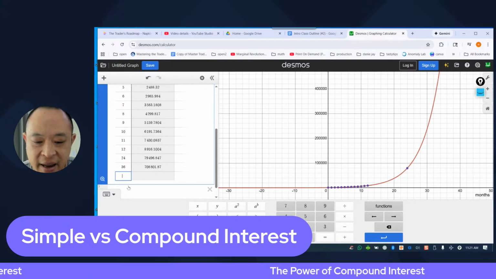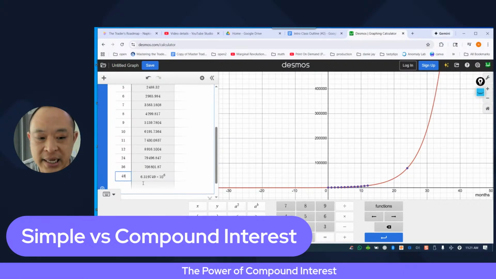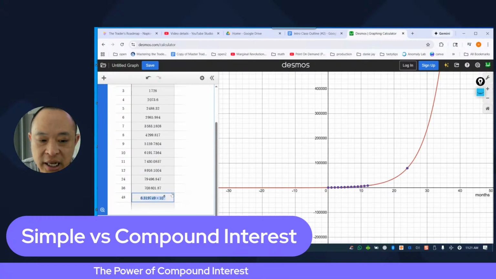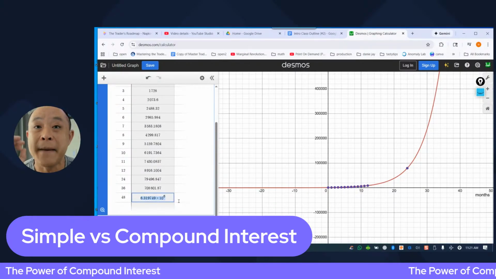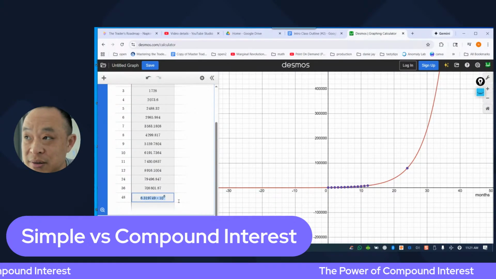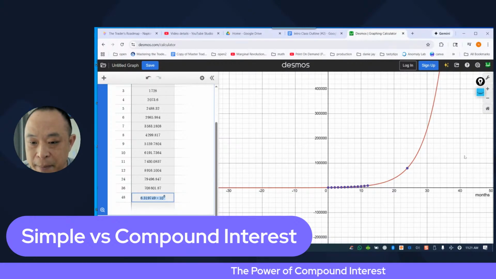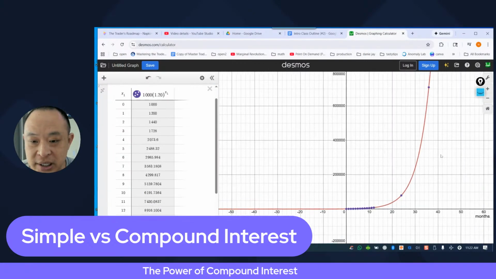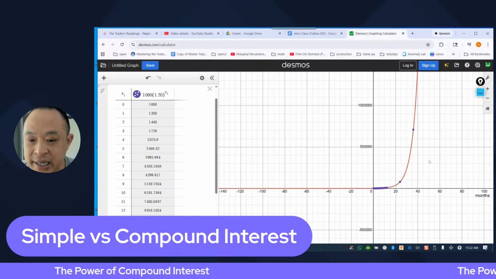Now let's dream a little bit. What if I say 4 years, which is 48 months? Now my $1,000 has grown to $6.3 million. Isn't that crazy? This is the power of compound interest, where you're actually growing exponentially.